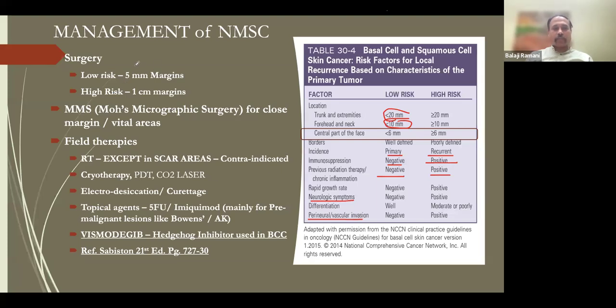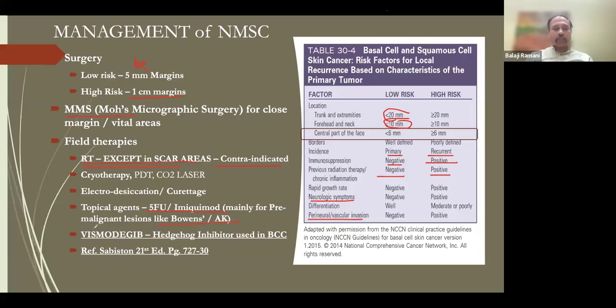So the management is 5 mm, or I will say 4 mm margins. For Sebastian it's given as 5, but generally I'll go for 4 mm margins, and 1 centimeter in a high risk lesion. So Mohs micrographic surgery in vital areas. Field therapies can be done. RT, except in scar areas, is contraindicated because it can cause a very aggressive form with rapid spreading and metastasis. So in scars, it is contraindicated. Cryotherapy, PDT, CO2 laser, electrodesiccation and curettage, 5-FU and imiquimod are used in pre-malignant lesions like Bowen's and actinic keratosis. So 5-FU application and imiquimod are well-known agents here.